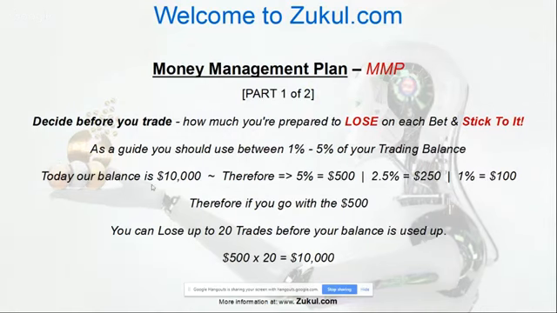As you can see here, if I was going to go with 5%, I would be going with $500 bets each time. This would allow me to lose effectively 20 trades, i.e. 500 times 20 losing trades would cost me $10,000. So it's basically trying to help you understand the relationship between how much you've got in your starting balance, how much you're prepared to place on each trade, and then realistically understanding how much you could potentially lose.